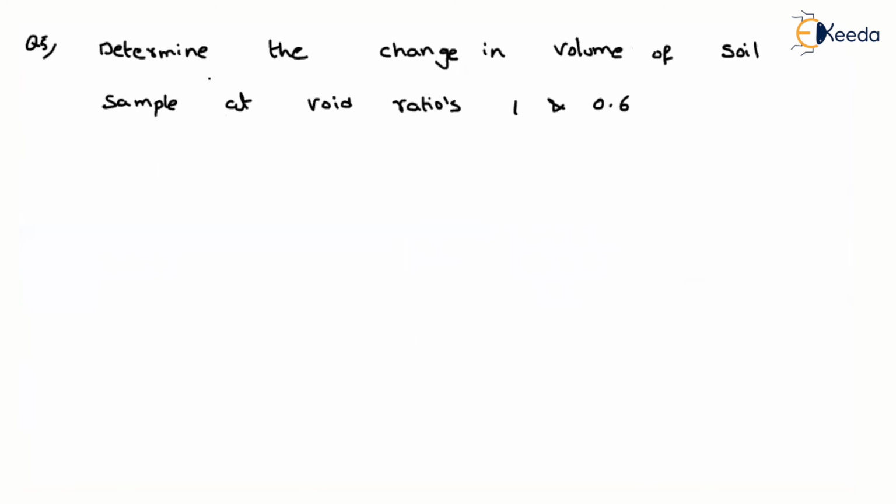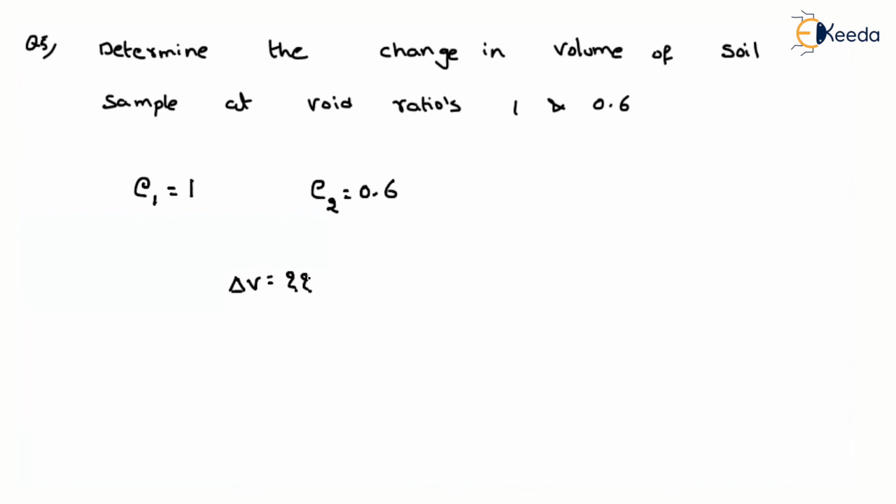What is given? Determine the change in volume of a soil sample at void ratios 1 and 0.6. Here, if you see this, they don't need the original volume. What they need is, let us say at some instant of time, the void ratio is obtained to be 1. At another instant, it is obtained as 0.6. So, if the void ratio is changed from 1 to 0.6, then what will be the change in volume?